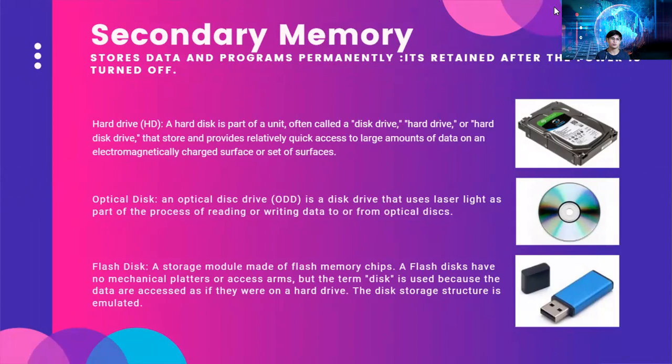A hard disk is a part of a unit called a disk drive, hard drive or hard disk drive, that stores and provides relatively quick access to large amounts of data on an electromagnetically charged surface or set of surfaces. So this is what it looks like. Okay? And next, we also have another drive, which is called the optical drive.